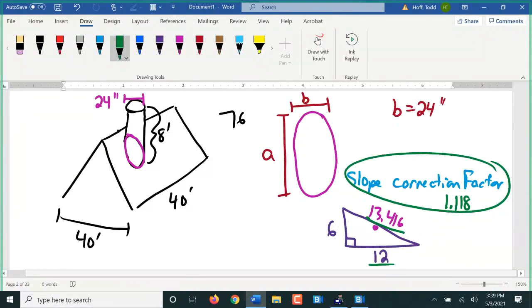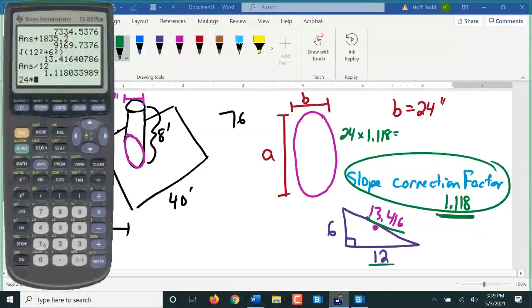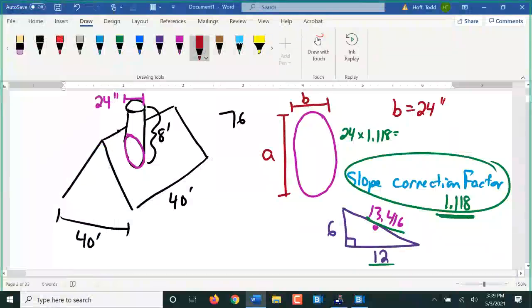What that means is dimension A, if we were looking at it straight from above, would still just be the 24 inches for the diameter of the chimney. On the slope, however, it's multiplied by that factor. So it's 24 inches times 1.118. This is 26.83 for A.